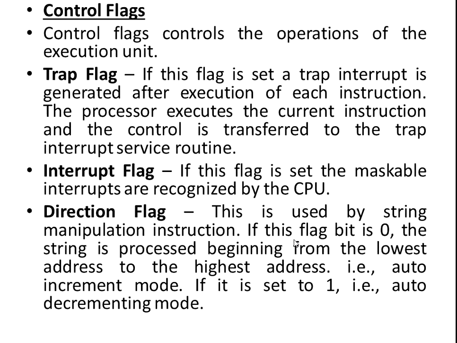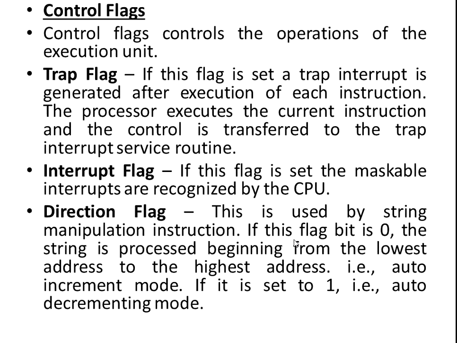Okay. Next is the interrupt flag. If this flag is set, the maskable interrupts are recognized by the CPU. That means it is an interrupt enable or disable flag. If it is set, the maskable interrupt of 8086 is enabled, and if it is reset, the interrupt is disabled. It can be set by executing instructions and can be cleared by some instructions like CLI and so on.